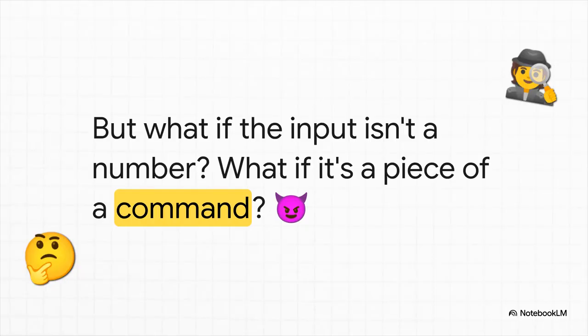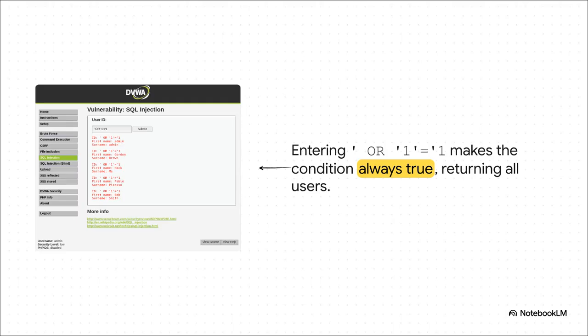But see, an attacker isn't here to play by the rules. They're not going to give it a simple number. No, they're going to craft a very specific, very clever piece of text that's designed to break the logic of the code running on the back end. And here it is. This is a classic. It's called an always true attack. The attacker types in this little phrase.